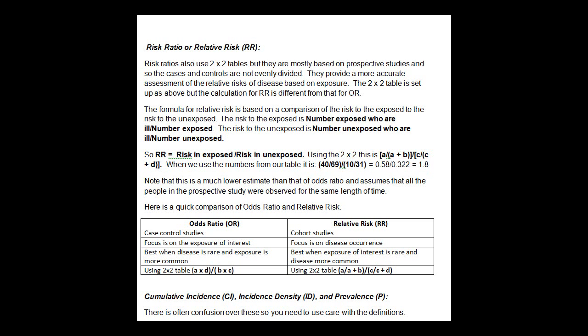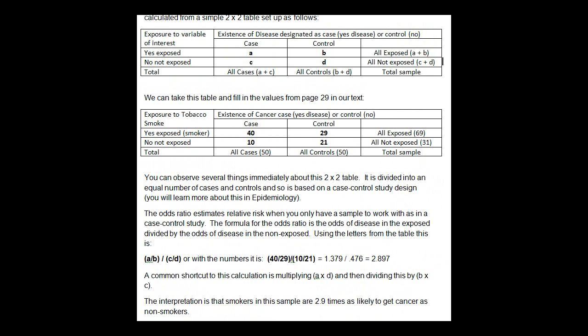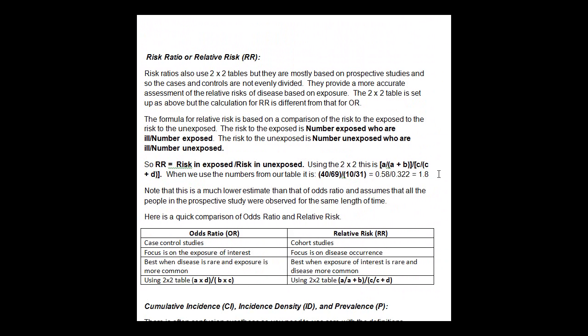So in our table, which we just viewed, using this exact same table here, our calculation then is 40 divided by 69 over 10 divided by 31, giving us a risk ratio of 1.8.